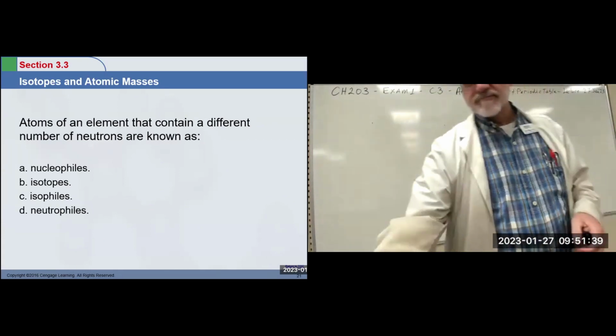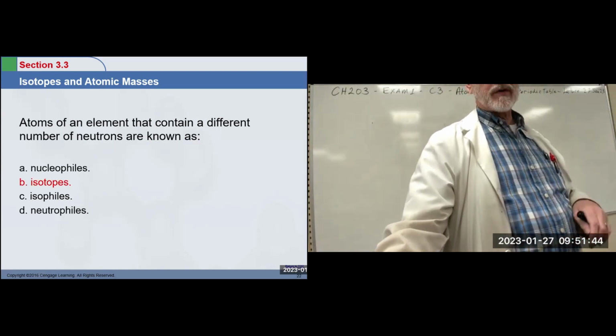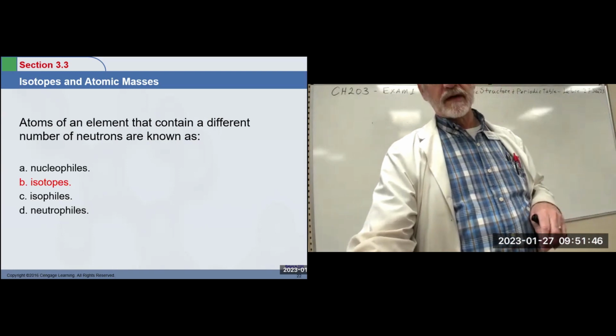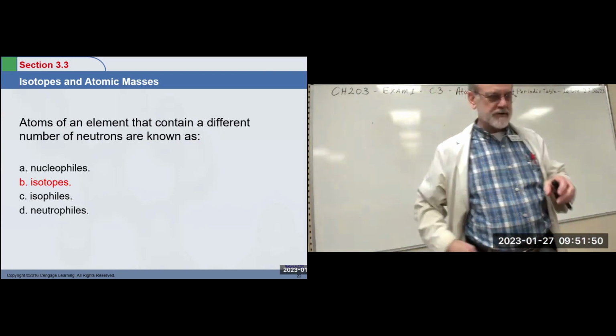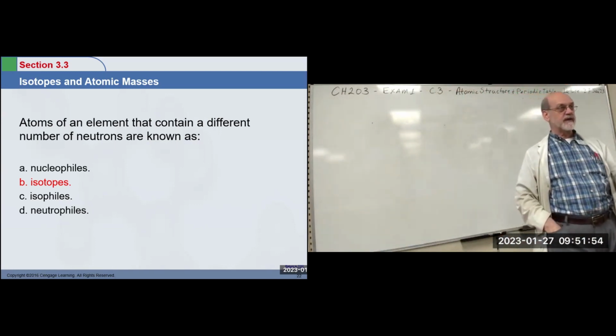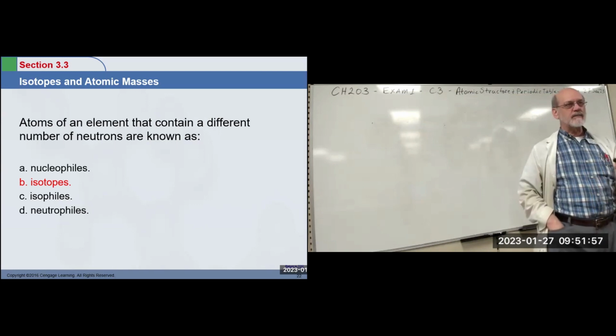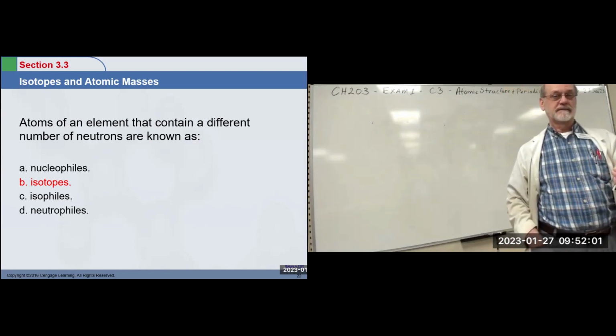Just a reality check. Elements that have different numbers of neutrons but the same number of protons are isotopes. Now, that's one thing that Dalton's atomic theory didn't account for. They didn't know about isotopes when he came up with that theory. He said that all atoms of the same element are identical, but they're not. We know that now.